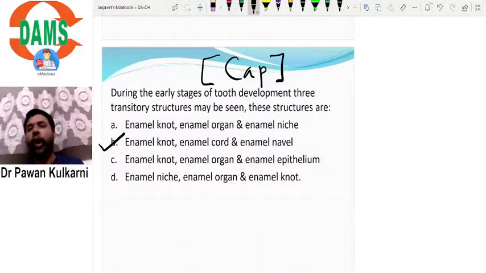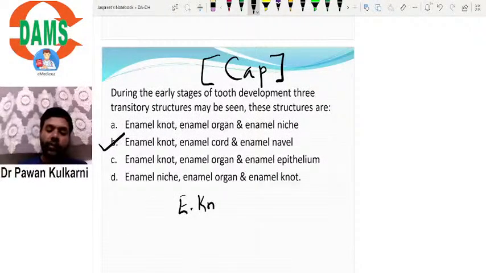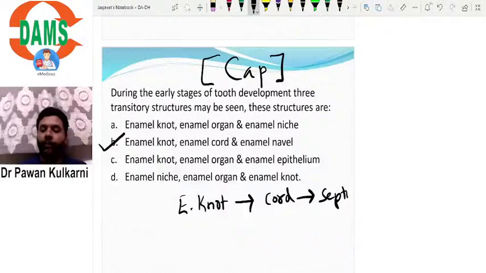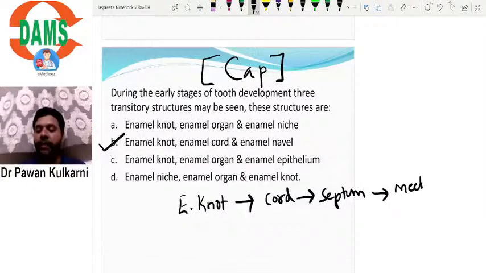So we should remember the order here. Always I have told you, we have to remember the order. Always enamel knot will become a cord, and a cord will become a septum. Septum will meet which part? Septum will meet the navel.